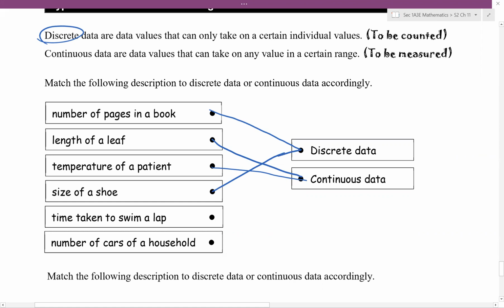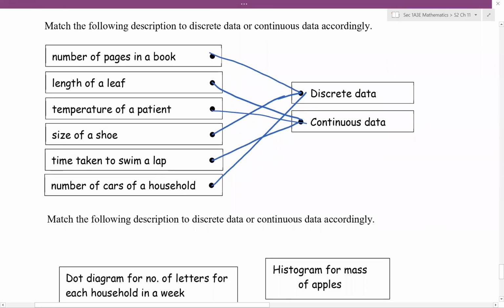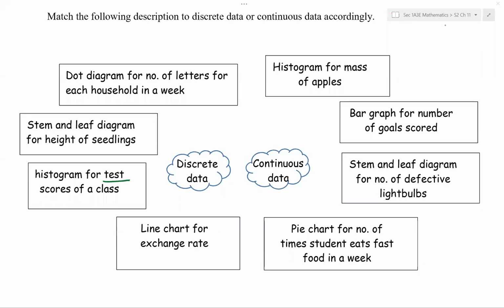Now, time taken to swim a lap, again, measurement. Number of cars in a household, that will be counted and that will be discrete. I hope this gives you a better idea of what discrete and continuous are. Now we have the final activity over here. We are supposed to match whether these different statistical diagrams are considered representations of discrete data or continuous data.